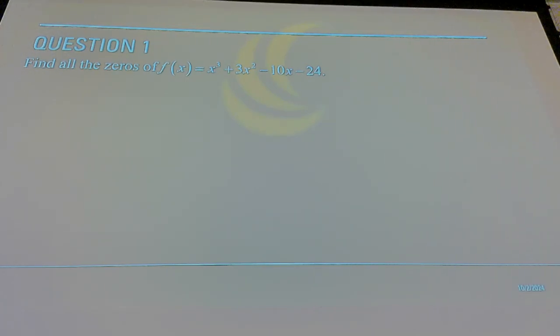Pay close attention to what the question is asking. If it says find all the zeros, I want both real and complex. If it's asking just for the real zeros, you can ignore the complex ones. Start by listing out your possible rational zeros.